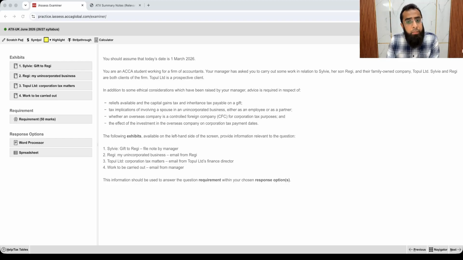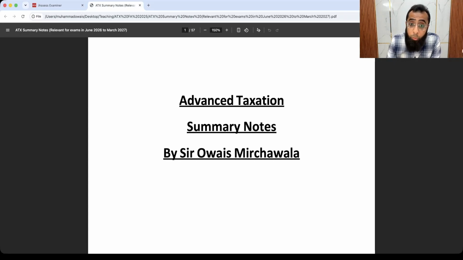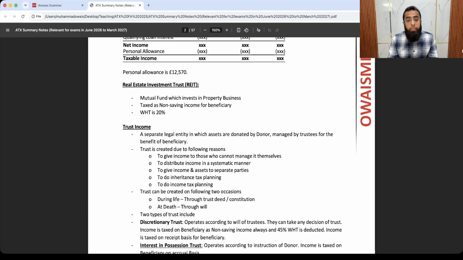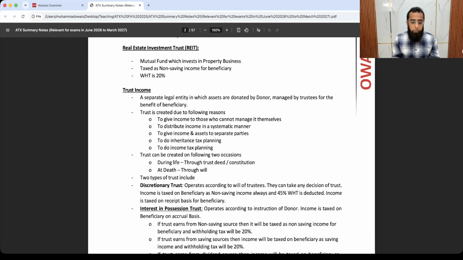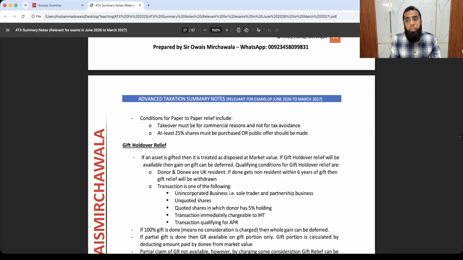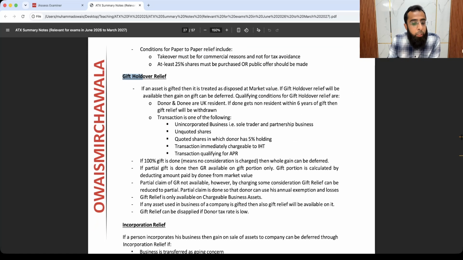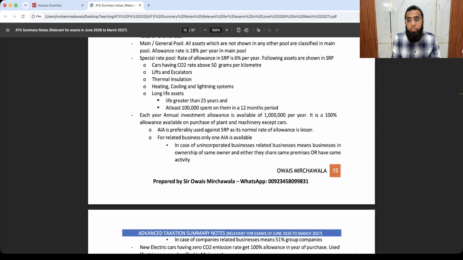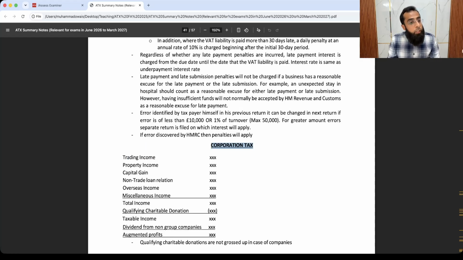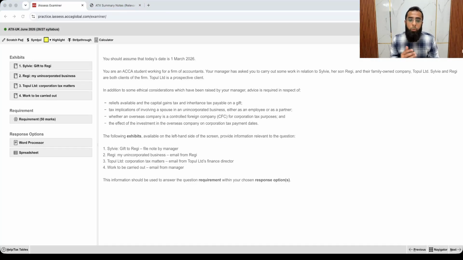Along with the discussion of these past papers, I will also be using my summary notes, which are like life-saving summary notes in the last month of the examination. I've summarized the entire course of advanced taxation in just 57 pages. All the rules are written in a very good manner. You can refer to any topic. For example, if you have to search gift holdover relief, you just write gift holdover and you arrive at the relevant rules. Or if you have to search corporation tax, you just write corporation tax and arrive at the relevant rules. So we'll be using these summary notes during the discussion. We'll be discussing the complete exam paper, and overall it will be a great benefit to you guys.